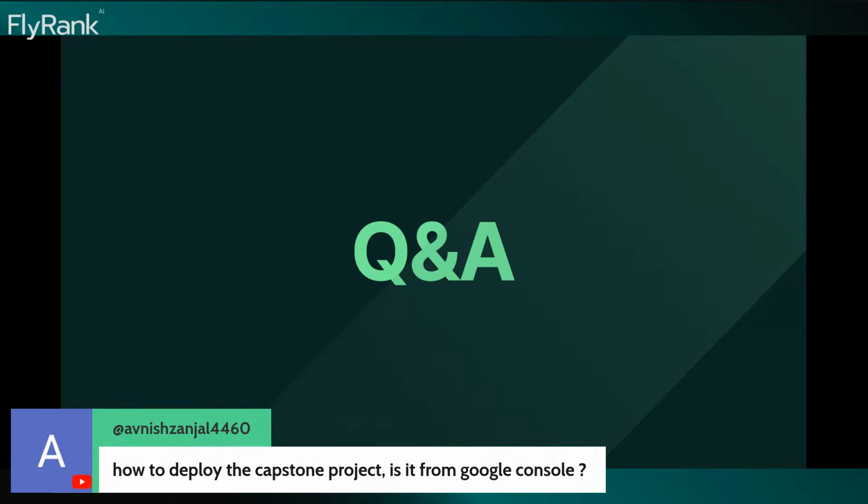How to deploy the Capstone project? Is it from Google Console? Actually not. So you will deploy your Capstone projects on GitHub. You will use Git to connect with GitHub, push all of the changes and everything onto GitHub. So you have versioning. You can always version back or see what changes someone made, and it's going to be easier for us to look at it.